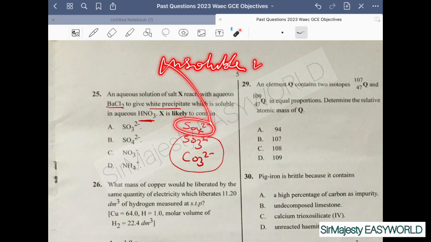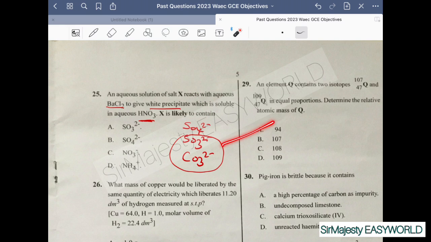Insoluble in acids. It doesn't dissolve in what? Acid. Only these two are soluble in acids. Then checking the options, you see that they did not bring the two. Only one appeared. The answer is A. But let's assume they said insoluble here.